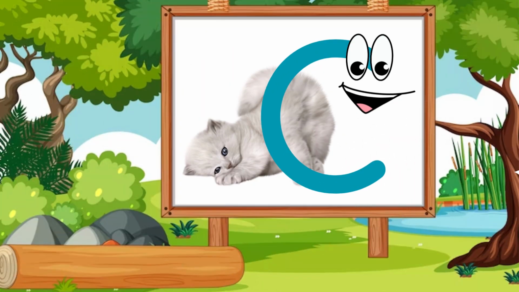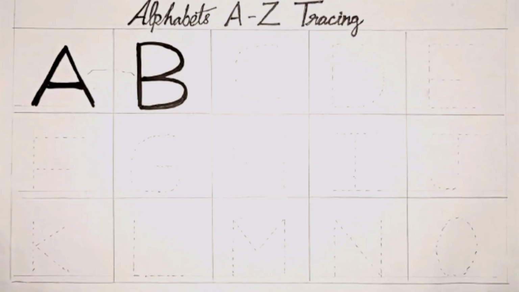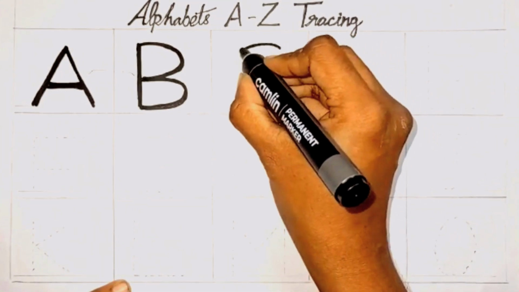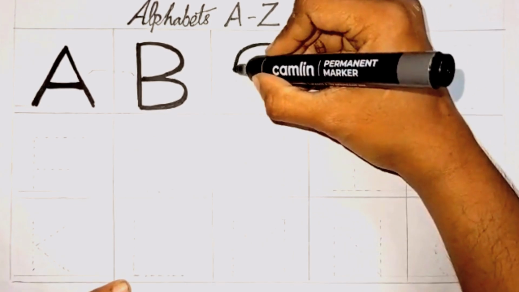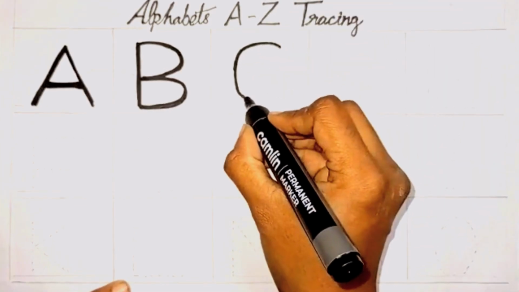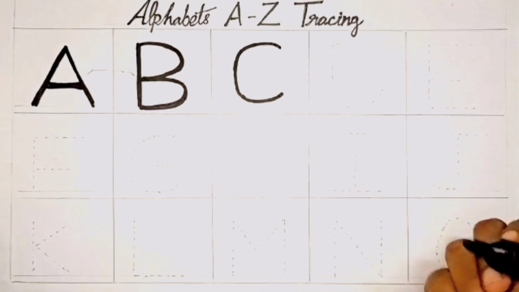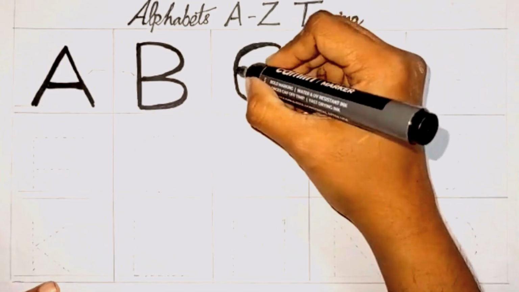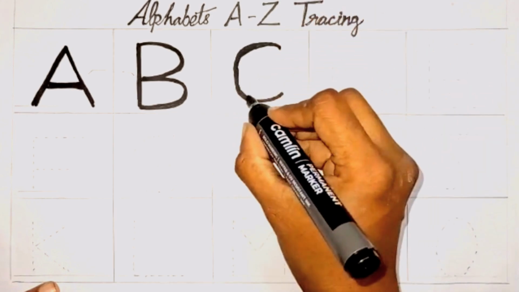Now we are going to write the letter C. Just draw a curve. That is your C. Shall we write it again? Draw a curve. And that's your letter C.